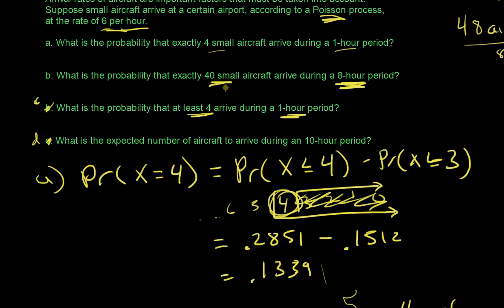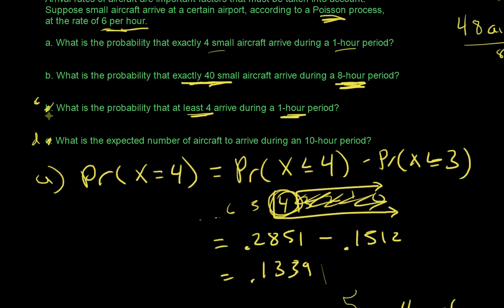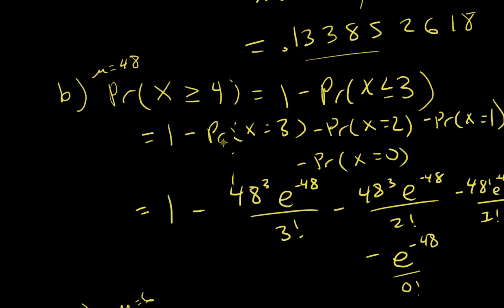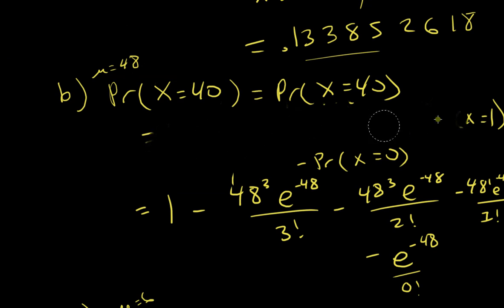Oh, you know what? I realize this says exactly 40. Yeah, I was mixing up because they're both lettered B. I'm sorry about that. So exactly 40 is a lot easier than this, though, isn't it? Because we just do x equals 40, and then we just need to use our equation once. That makes a lot more sense. That's a lot easier to solve.